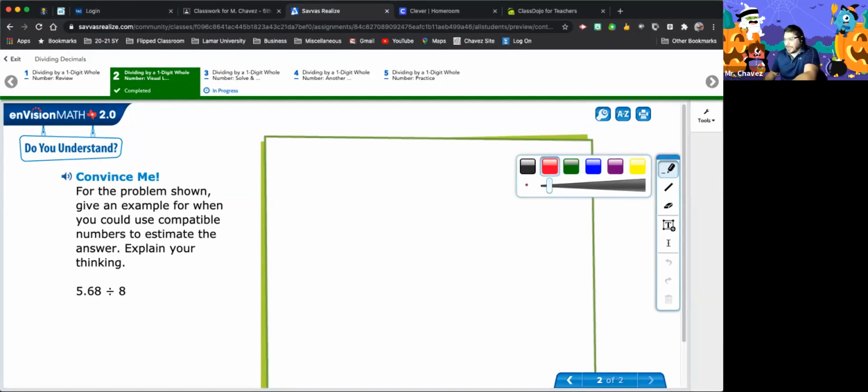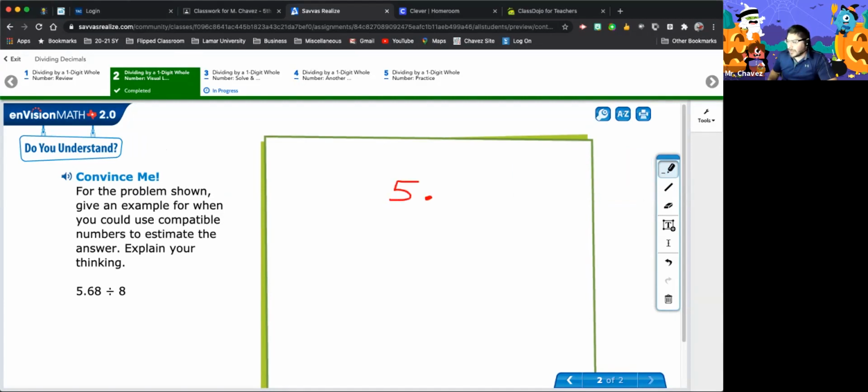I'm going to do it in red. So I'm going to go ahead and do this problem real quick for you, so you can check to see if you got your work right. This is the work that we had on Monday. 5 and 68 hundredths divided by 8. Now over here, remember your steps, dribble my super basketball carefully.